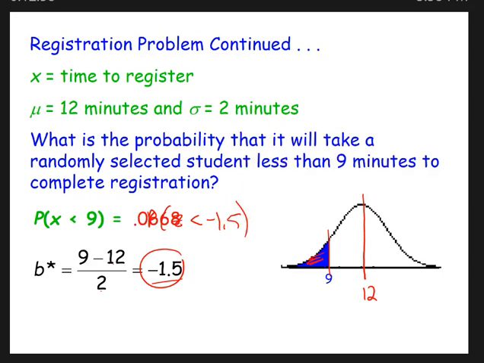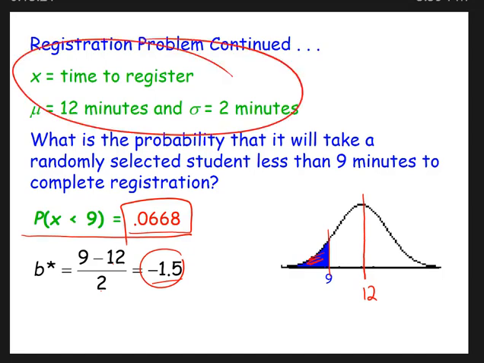We look that up in our table. -1.5 corresponds to 0.0668 in the table. That's the probability of a z-score being less than -1.5 on the standard normal distribution. That's the probability of the time required to register for classes being less than 9 in this distribution.